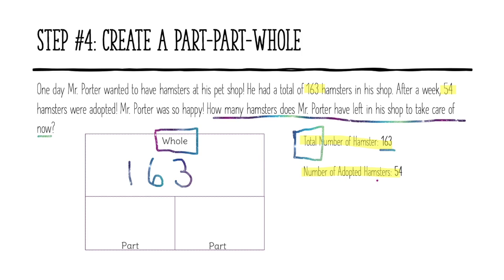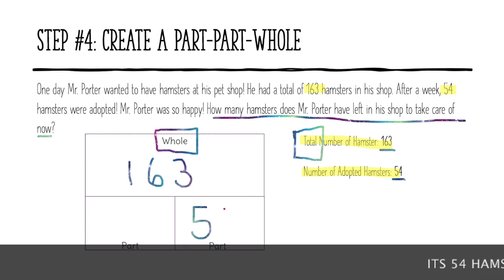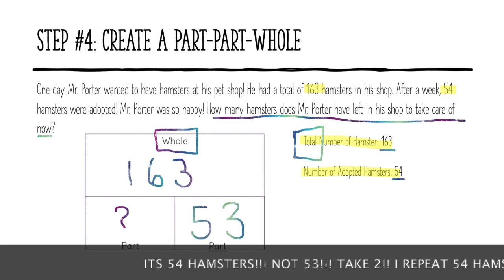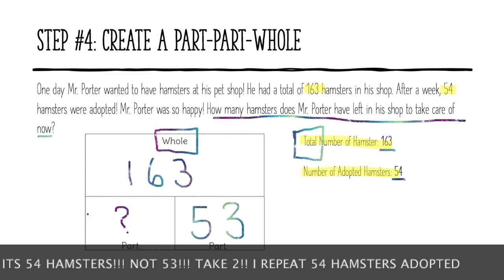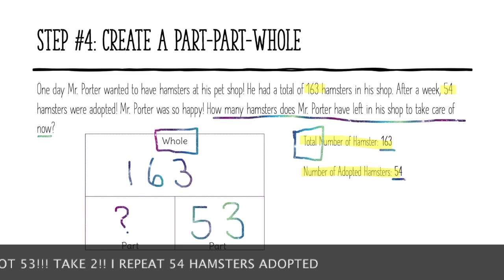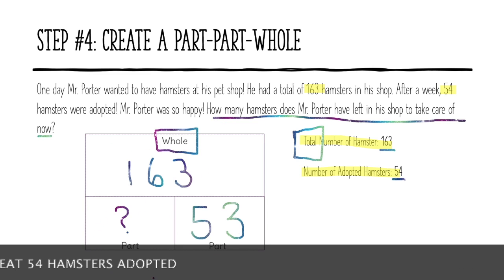The number of hamsters adopted, 54. There's only 2 spaces left, but why does this go here? Well, out of this whole number of hamsters he had in his pet shop, 54 of those 163 got adopted. So what are we trying to find, a part or a whole? This makes it really, really easy. We know that we're trying to find the other part to this diagram.